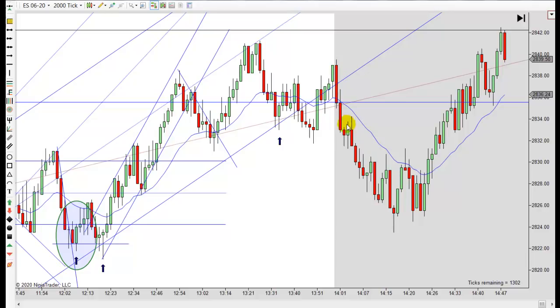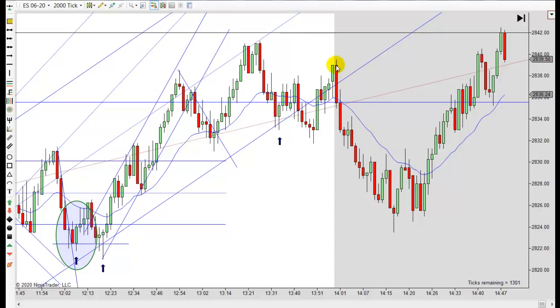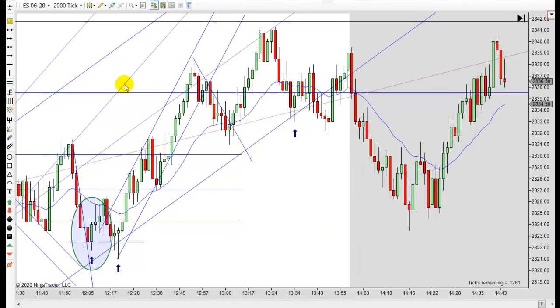That's like at 14:01. It's really not even 14:01 yet, so it's just barely 2 o'clock. So you may take that trade. There's another second entry short you could take right there.